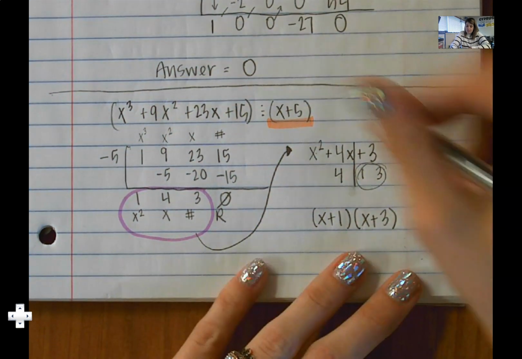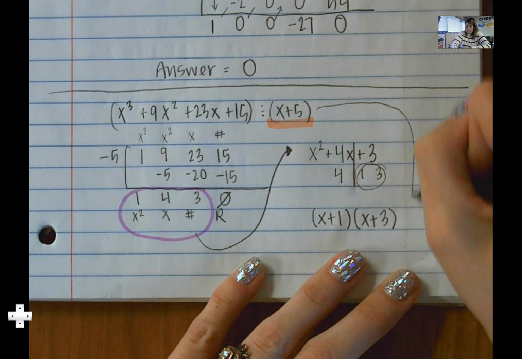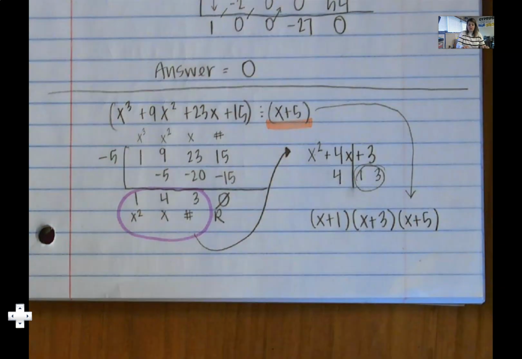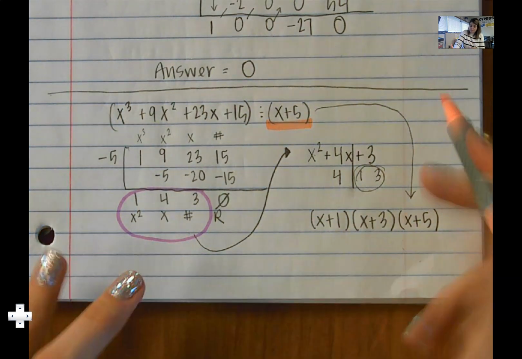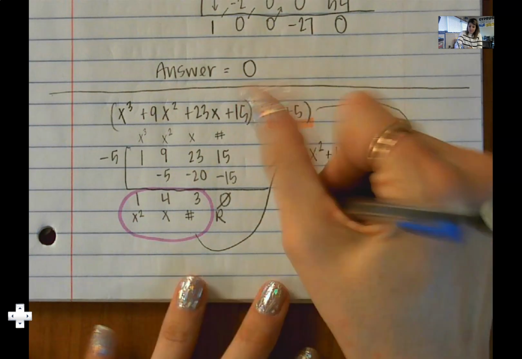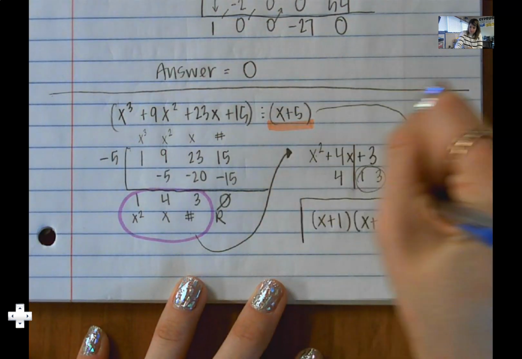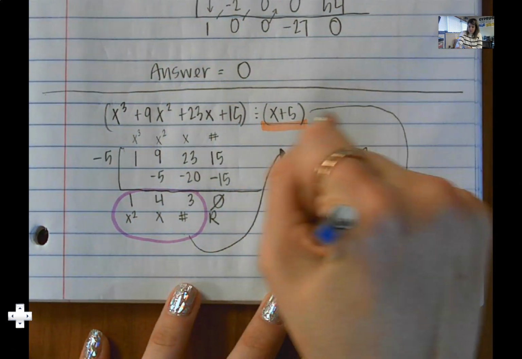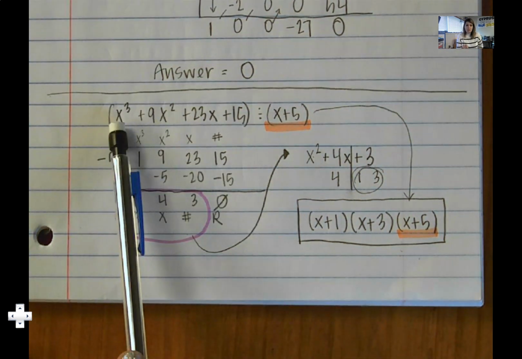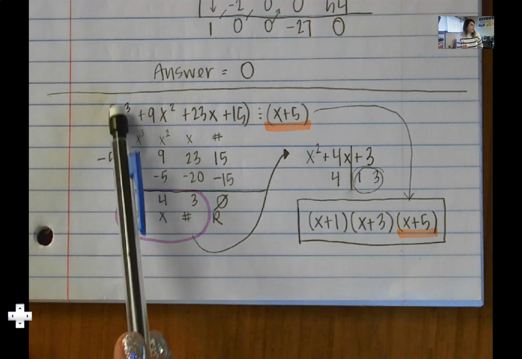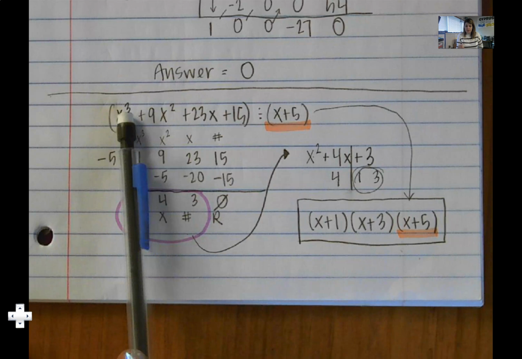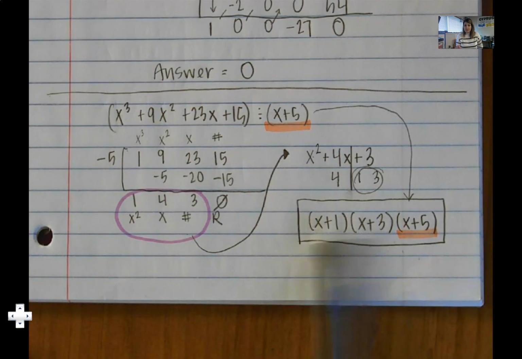But wait, we still have that x plus 5 at the top that we know is a factor. This is our final answer. This is what we're doing today. We factored this polynomial with a degree of 3 into these 3 factors.